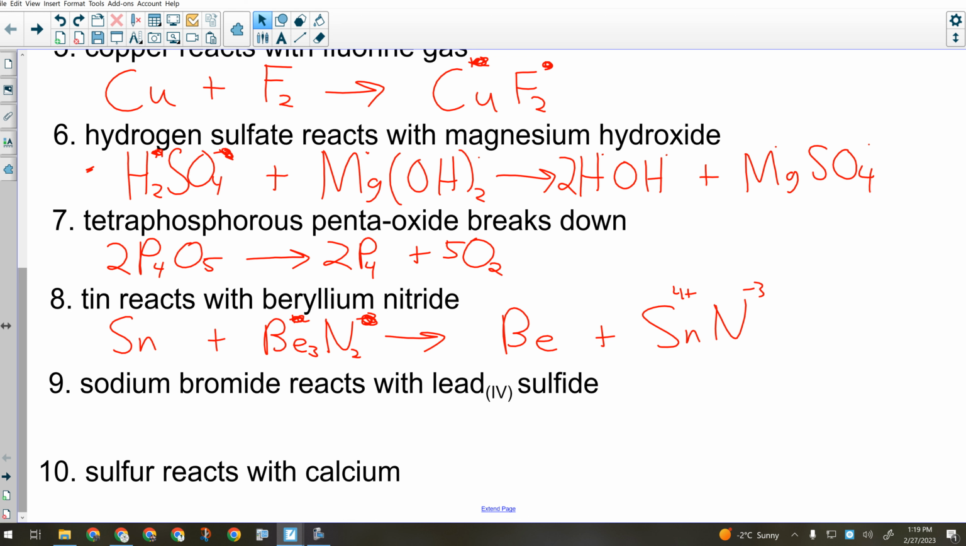So when I drop and swap, Sn3N4. And now I've got to balance this thing. 4 is the biggest number there, so I'm going to put a 2 here to balance that. That's going to give me 6 berylliums, so I need a 6 there, and there's 3 tin on that side. Now there's 3 tin on this side. So a bit of a tricky balance on that one.